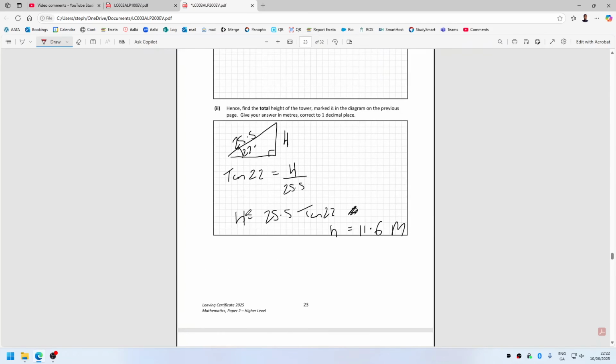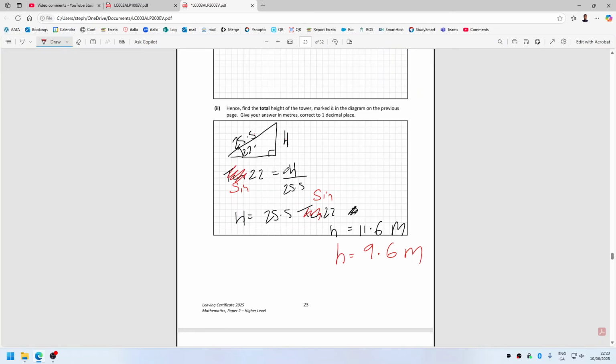So that's fine. And a silly little mistake here. I can't believe I've done this. I must have been so tired. Mixed up tan and sine? Because that's opposite over hypotenuse. So that should have been a sine. So it should have been 25.5 sine 22. So that is slightly different, 9.6 meters.